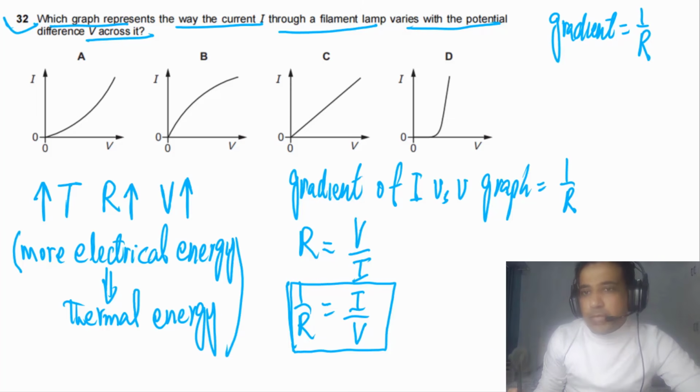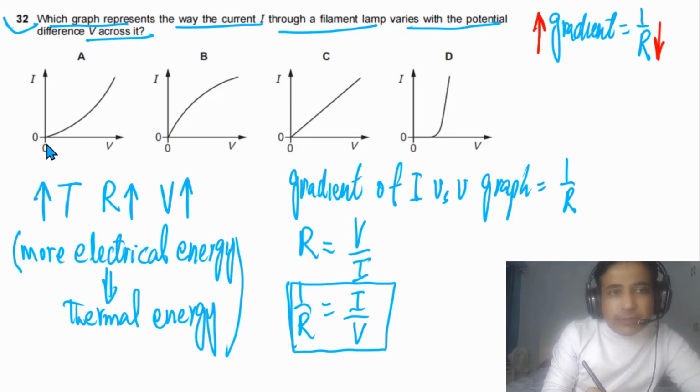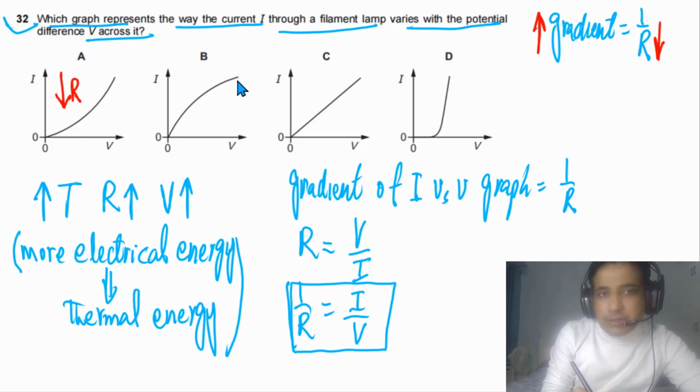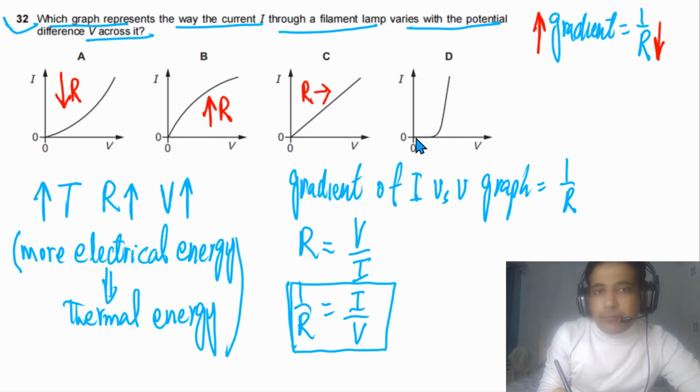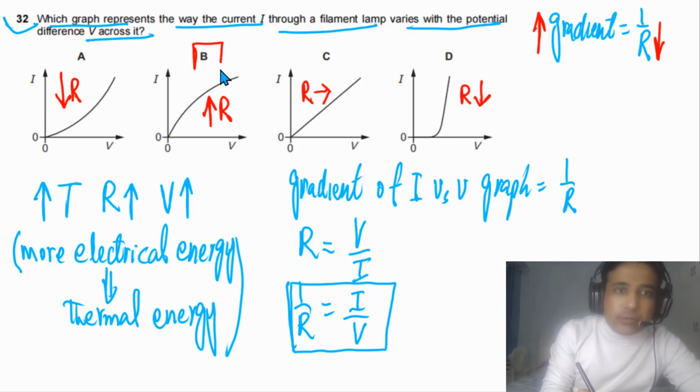So it simply means that if the gradient is increasing, resistance is decreasing, and vice versa is also true. If you look at the first one, gradient is increasing, so resistance is decreasing. If you look at this one, gradient is decreasing, so resistance is increasing. For this one, gradient is constant, so resistance is constant. And for this one, gradient is increasing, so resistance is decreasing. For a filament lamp, resistance increases with PD, so the answer for this question is B.